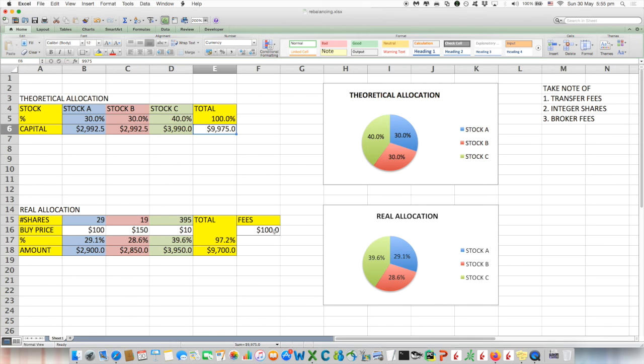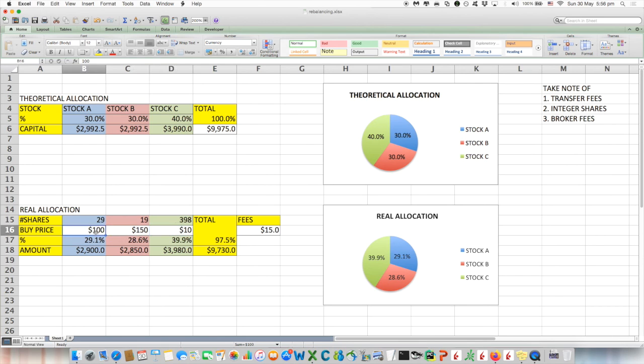Maybe it's not charging anything for the transactions, or maybe it's charging, let's say, $5 for each order, right? So it's like $15 already. Well, I know that I have to take also $15 here. No inactivity fees, great. So how much do I need to buy? And this is how much. 29 shares, 19 and 398, right? If those are the prices.